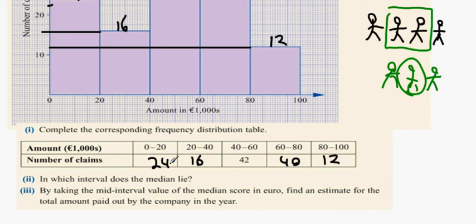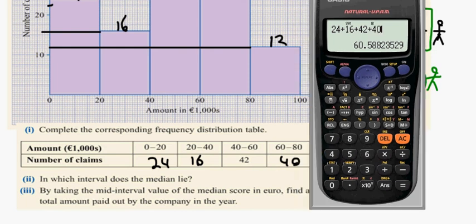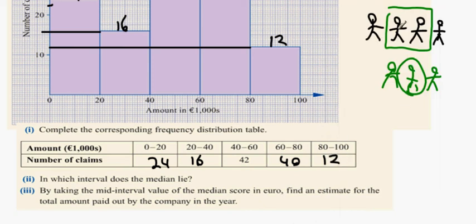So what we've got to do is add them all up together. So we get 24 plus 16 plus 42 plus 40, and then plus 12, and we get 134. Divide 134 by 2. Now 134 is an even number, which means there's 2 people in the middle. It's going to be the 67th and 68th person. Now where are 67 and 68 located?